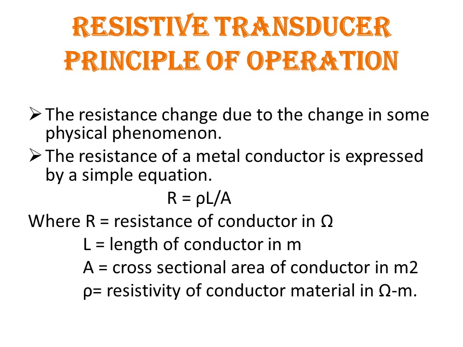We know the resistance of a metal conductor is expressed as R is equal to rho L by A, where R is the resistance of the conductor in ohm and L is the length of the conductor in meters, A is the cross-sectional area of the conductor in meter square and rho is the resistivity of the conductor material in ohm meter. If we change any one of these parameters, we can change the resistance of the conductor.